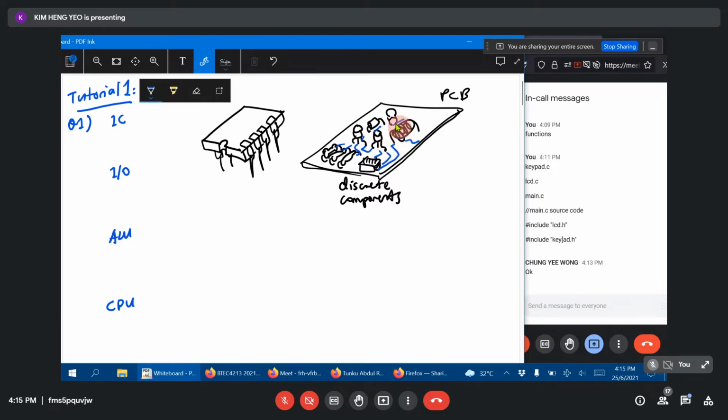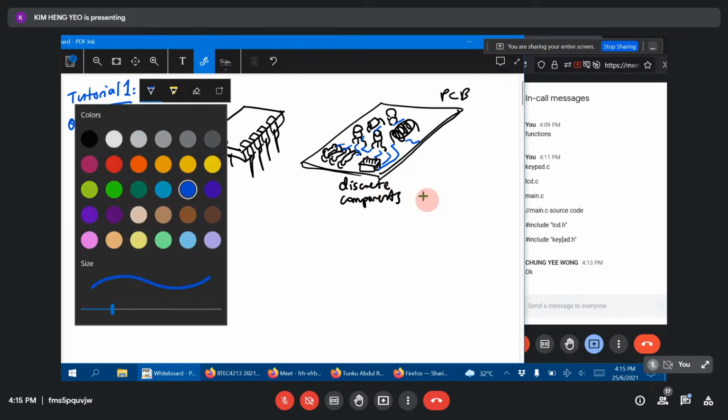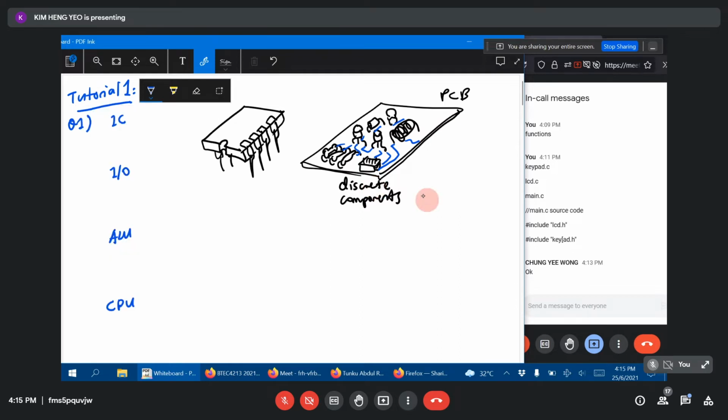So the breakthrough came when somebody successfully integrated all these components, placed all these components onto a single piece of silicon like this. So all these discrete components are integrated, put together, and placed onto this single piece of silicon. So this is your integrated circuit.